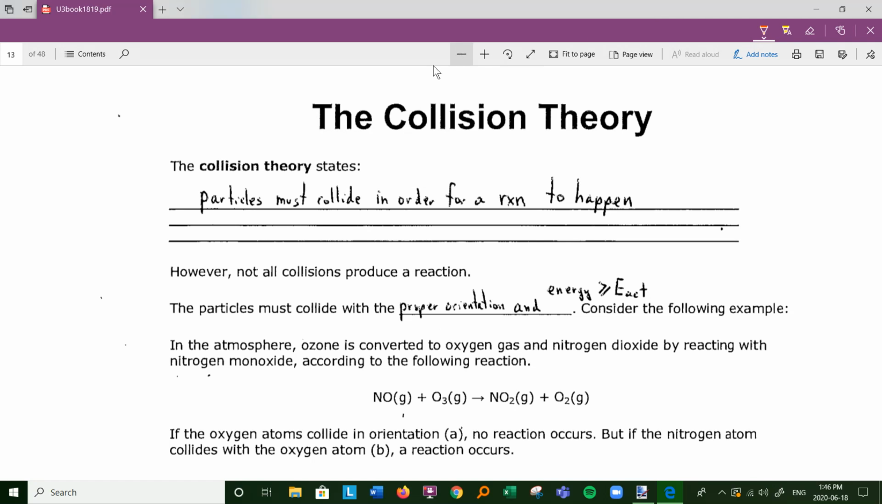Let's get that written in here. Unit 3, Lecture 2, all about chemical kinetics. Today we start with the focus on collision theory.